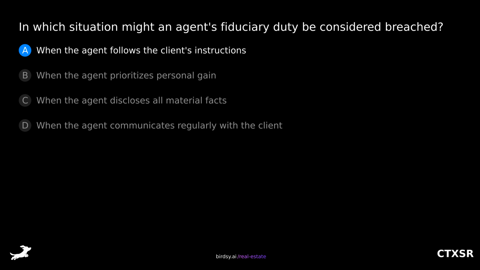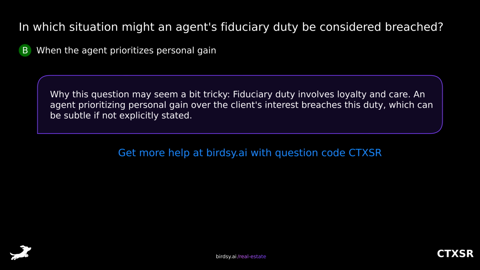Is it A, when the agent follows the client's instructions, B, when the agent prioritizes personal gain, C, when the agent discloses all material facts, or D, when the agent communicates regularly with the client? The answer is B, when the agent prioritizes personal gain. Why this question may seem a bit tricky: fiduciary duty involves loyalty and care. An agent prioritizing personal gain over the client's interest breaches this duty, which can be subtle if not explicitly stated.